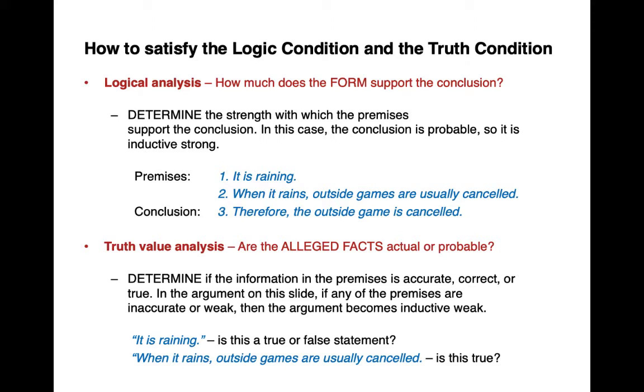For logical analysis, we want to know how much the form supports the conclusion. Determine the strength with which the premises support the conclusion. In this case, this example, the conclusion is probable. So it's inductive strong. It is raining. When it rains, outside games are usually canceled. Therefore, the outside game is canceled.